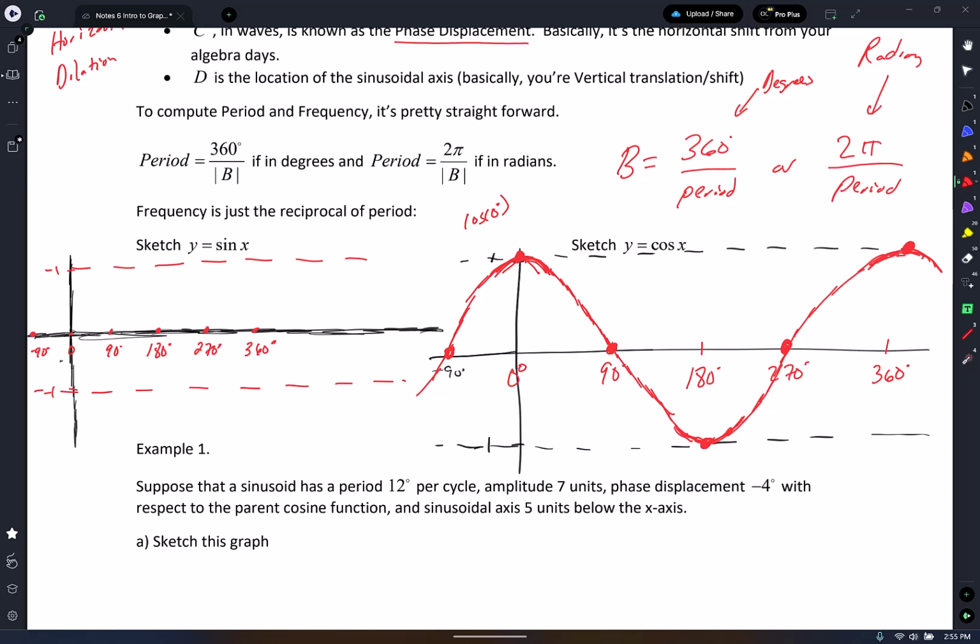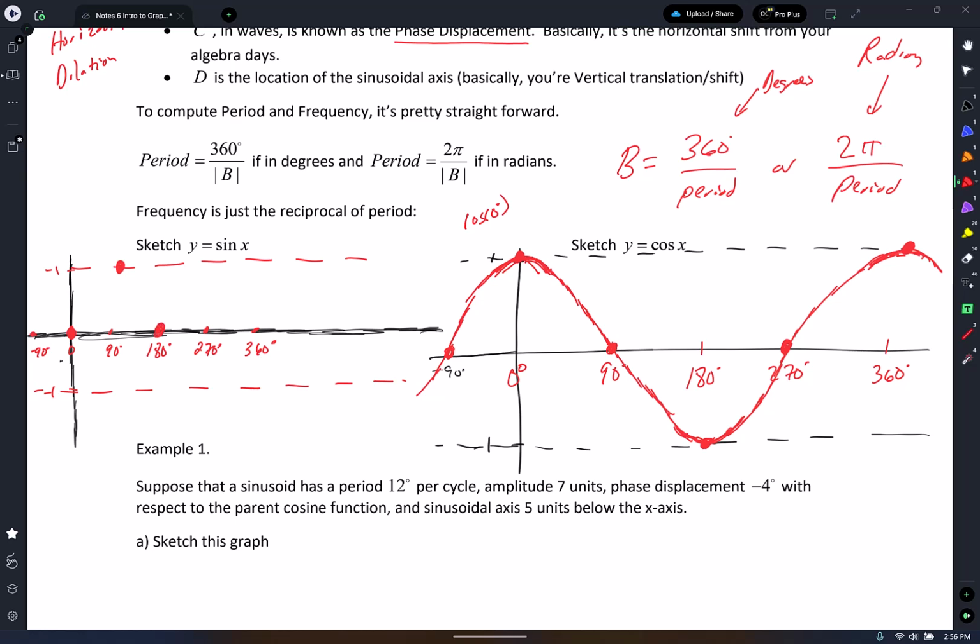What's sine of 0? Yeah, 0. Say it loud and proud. 0. But what's sine of 90? Sine of 90 degrees. 1. Go to 90, put a point at 1. What's sine of 180? 0. So go to 180, put a point at 0.